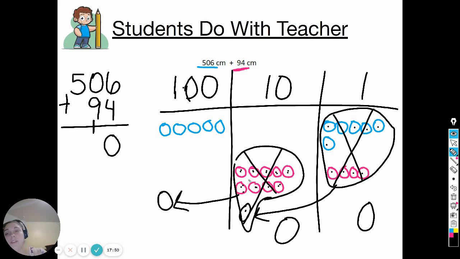Now let's look at how that looks in our standard algorithm. We did 0 plus 9 plus 1, which equaled 10. Okay, so let's put the 1 here that we moved over to the hundreds, and the 0 here, because there's 0 tens left. And you can see once again how that kind of looks like a 10 right here.